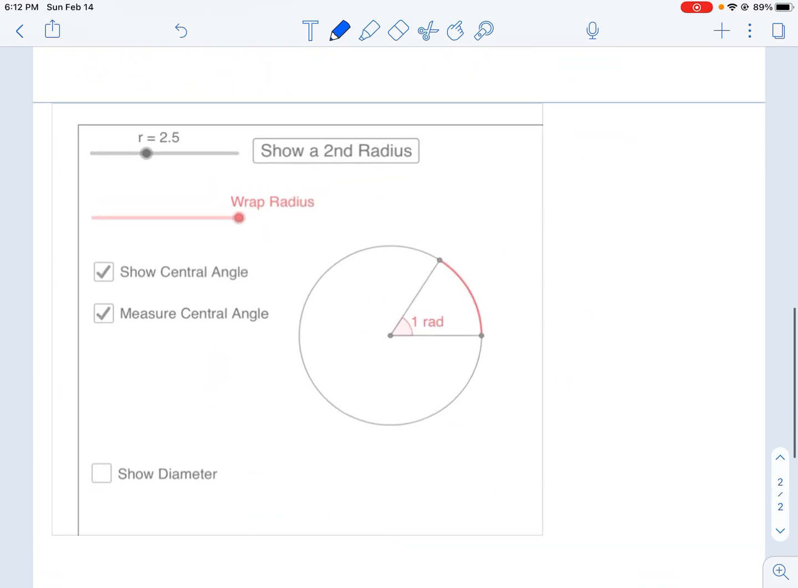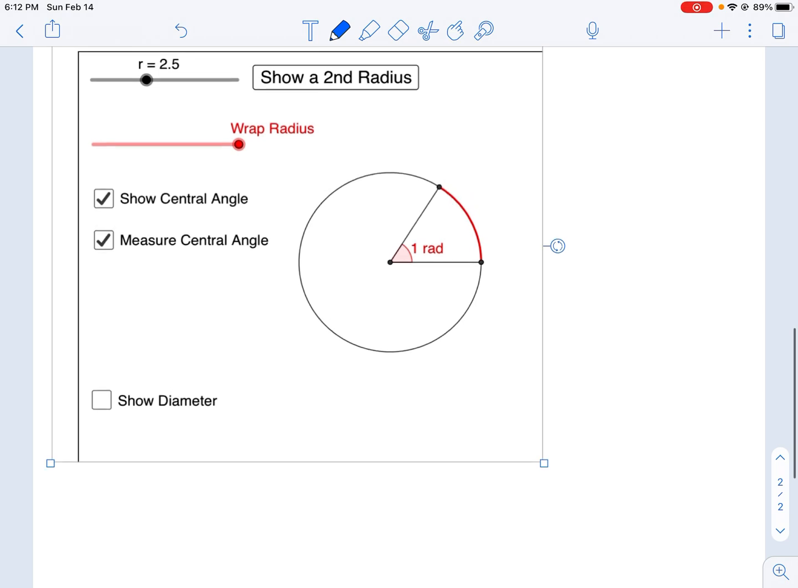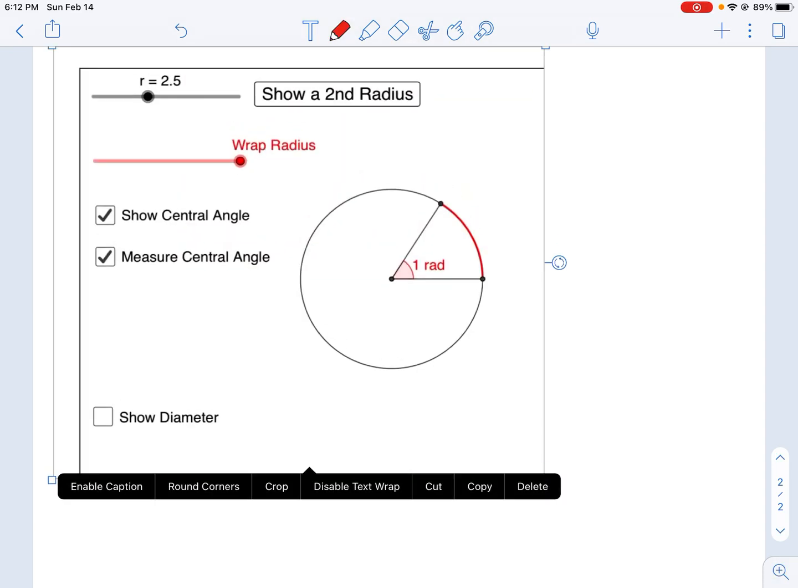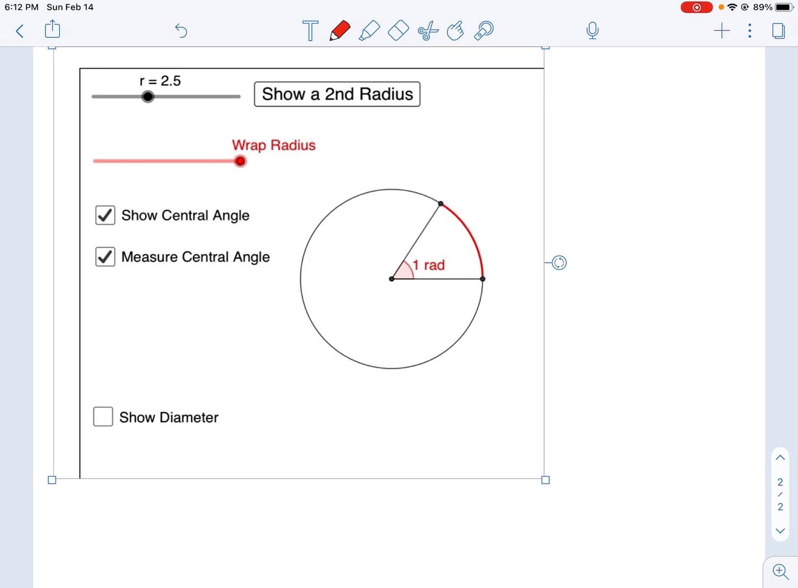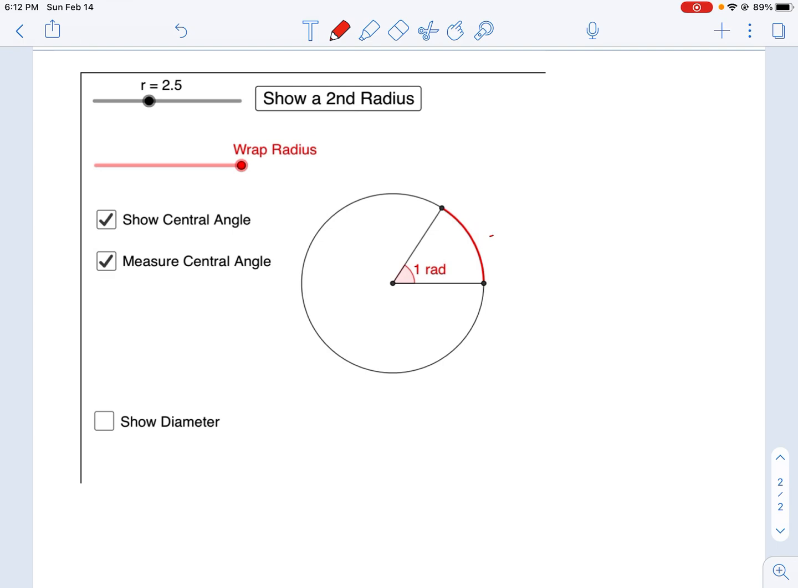Okay, so let's formalize our knowledge a little bit here. Here we've got this situation where we took a radius, we wrapped it around the circumference, and when we have a portion of a circumference, the name for that is an arc length. So that distance there is called an arc length.